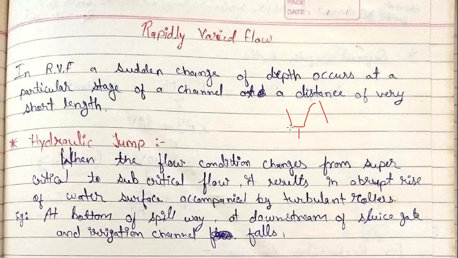Suppose even when the depth of flow is very low, here is supercritical flow, and when the depth suddenly becomes abrupt, it will be a subcritical flow. So when the flow changes from supercritical to subcritical, there is a jump. This jump is called a hydraulic jump.